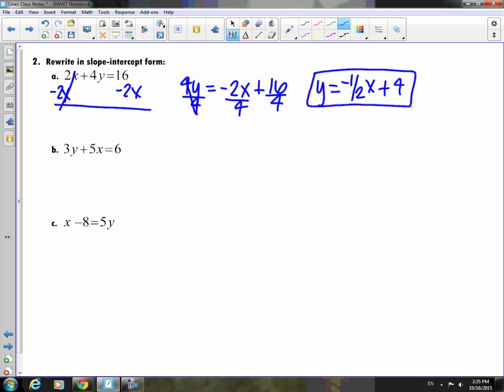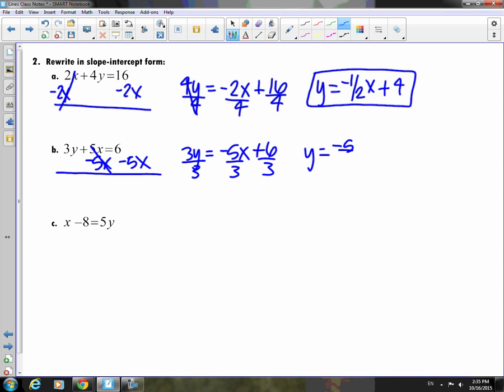Part B, same idea, only this time it's organized a little differently. So I'm going to subtract my 5x here. So I've got 3y equals negative 5x plus 6. Now I'll divide everything by 3 here. So I've got y equals negative 5/3 x. Because that doesn't reduce, I'm just going to leave that as an improper fraction. Plus 2, because 6 divided by 3 is 2.